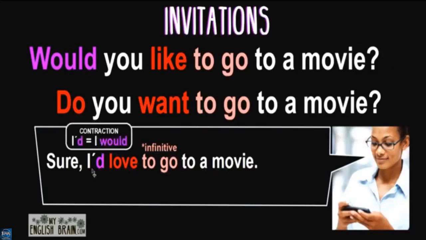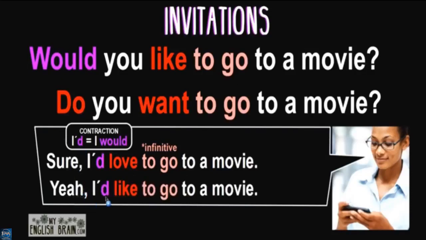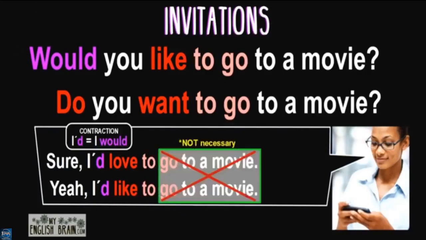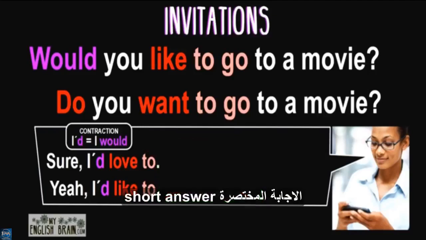Now, I'd is the contraction of I and would. Sure, I'd love to go to a movie. Or the person can say, yeah, I'd like to go to a movie. When we say yes to the invitation, it is not necessary to repeat the entire invitation. So we usually just say the short version: sure, I'd love to, or yeah, I'd like to. But it's very important to use the to.